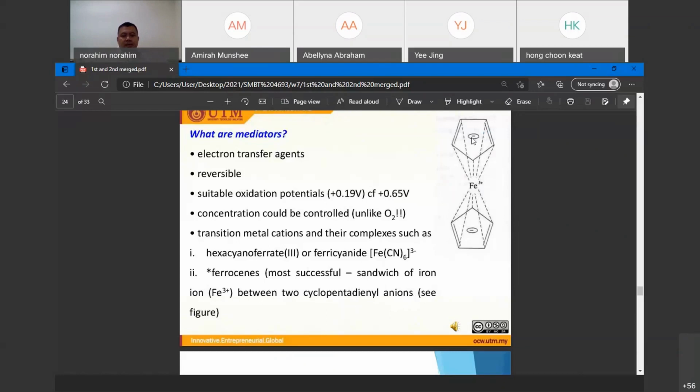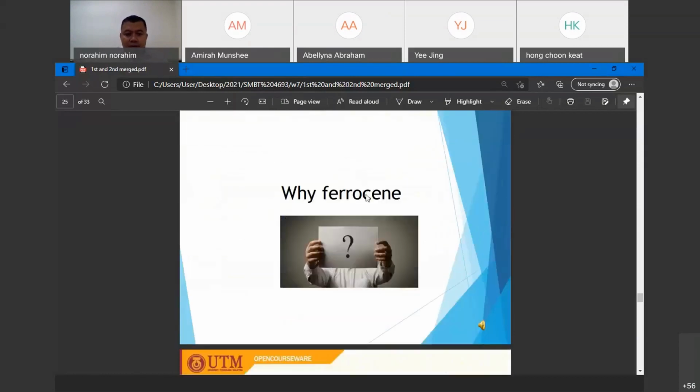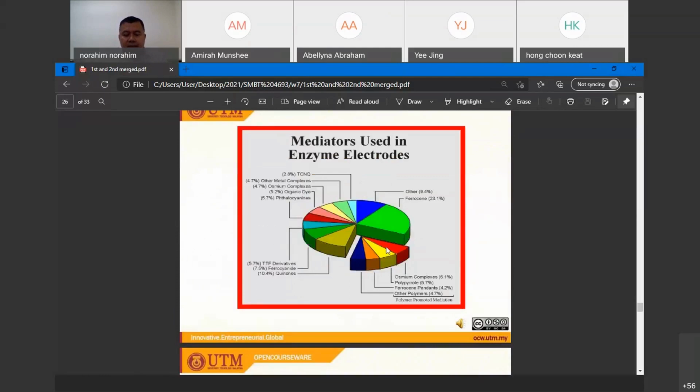If you see, this is your anion, this is another anion, this is your cation. Remember, cation is positively charged and anions are negatively charged. So the cation is sandwiched by these two anions, and that makes it complex. So why do we use ferrocene? If you look in the journals, you can find that ferrocene is used quite often in biosensors. About 23% of the currently available biosensors use ferrocene as their mediator.